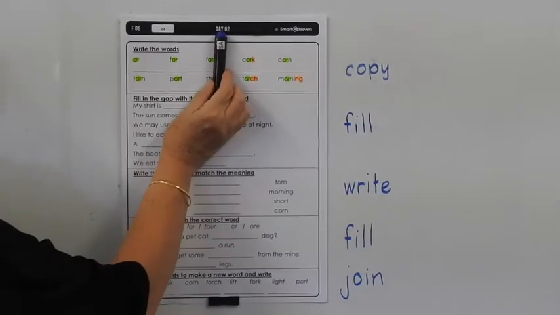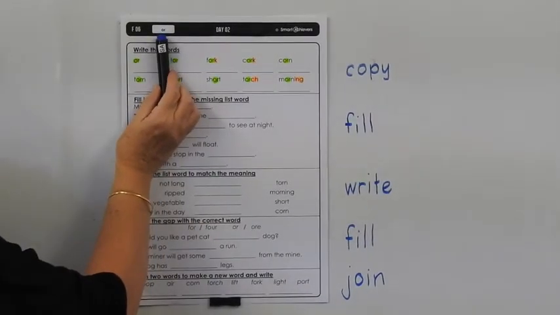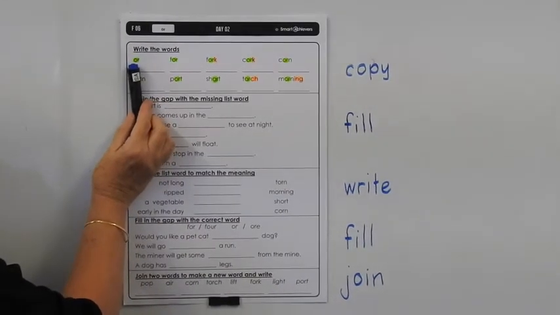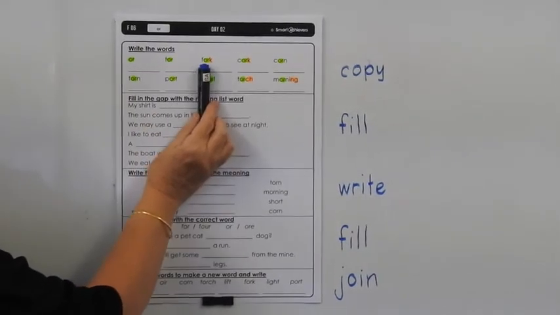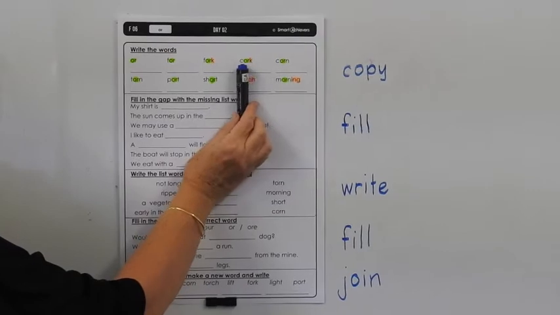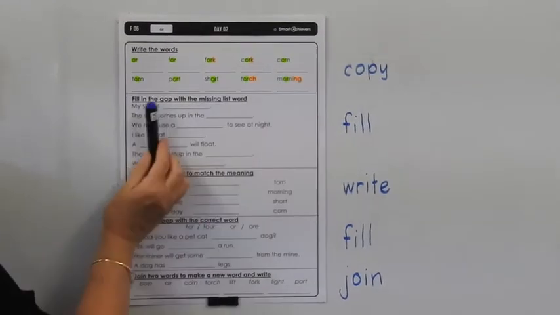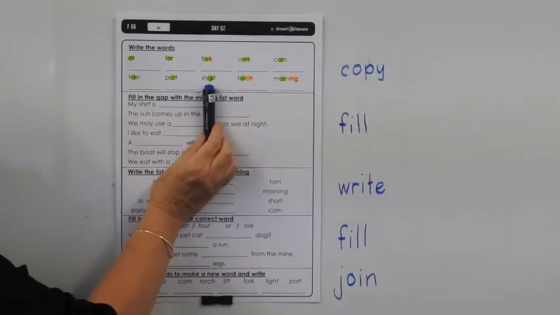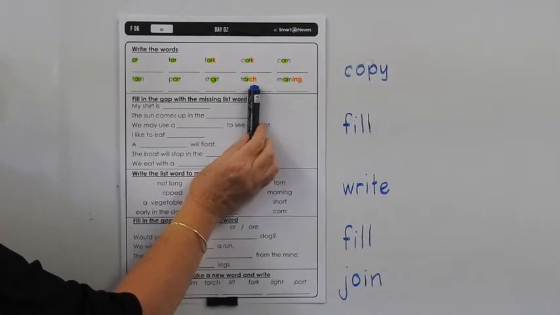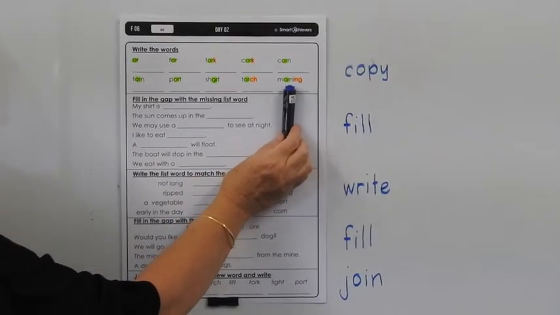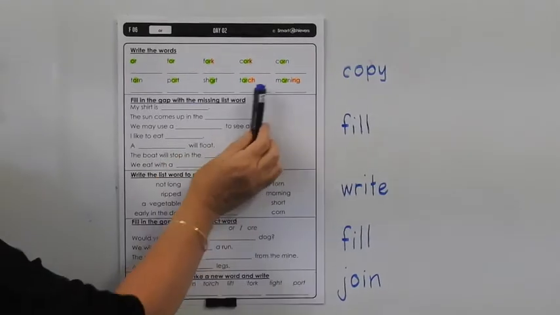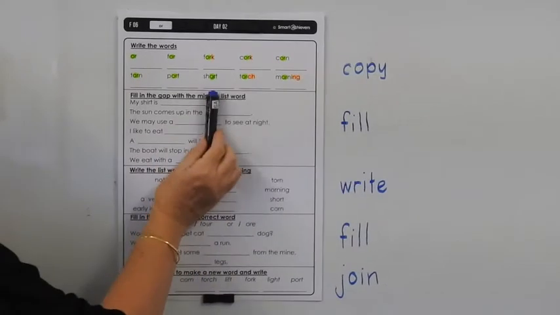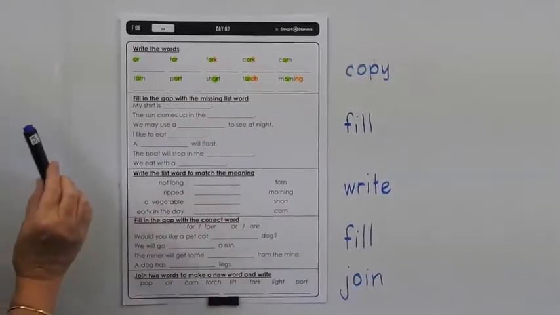This is F6 day 2, and we're revising the OR for the OR sound that we talked about yesterday. So let's read these words. We've got or, for, fork, cork, corn, torn, port, short, torch, morning. So what you have to also do is colour the OR in each of these words, and we've got some extra things in here that we're revising.